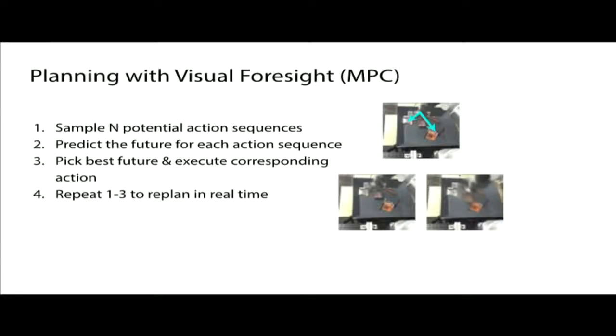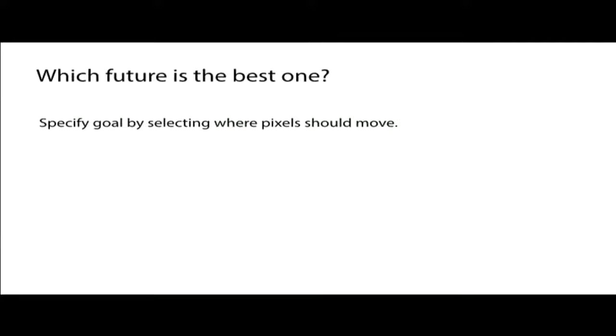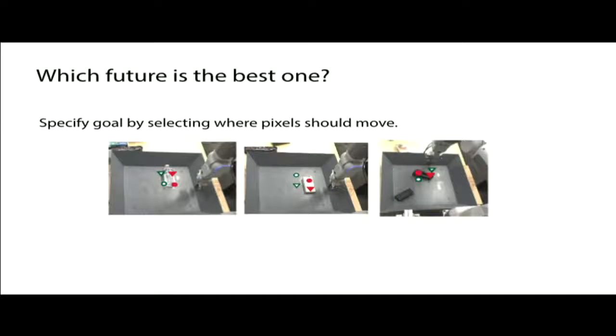So one thing you might ask when you look at this is, how do you know which future is the best future? I just said that mean squared error really sucks. So if we get a goal image and try to compare them with mean squared error, it's not really going to give us a good answer. So which future is the best? The way that this paper evaluates the future and which one we like the best is it specifies the goal by selecting where pixels should move. So if we want to move this water bottle to the left, then you can just select the red pixel and say we want to move it to where the green outlined pixel is, for both the triangles and the circles. If we want to rotate an object, we can also click on pixels and say where we want to move them to.